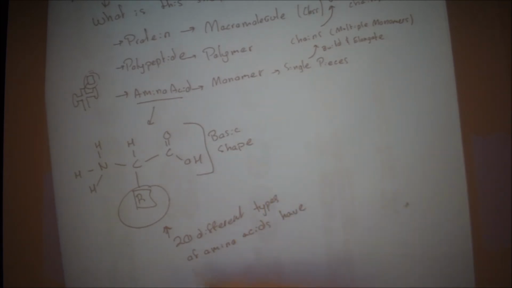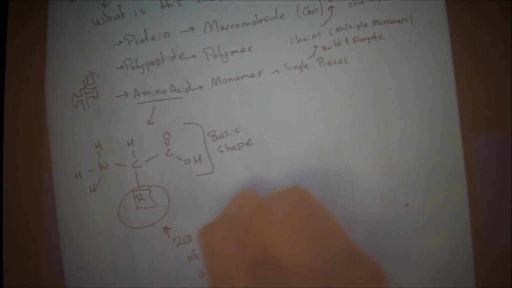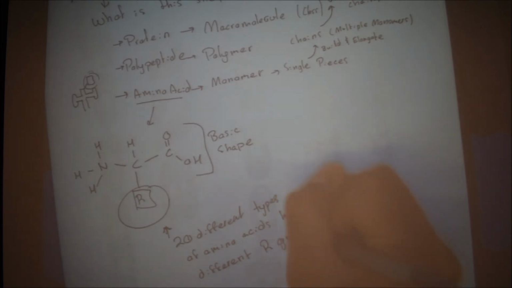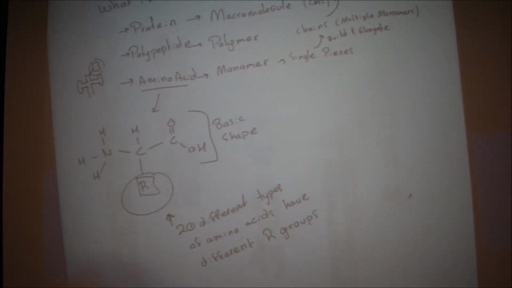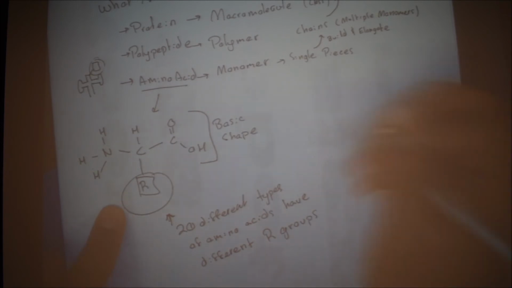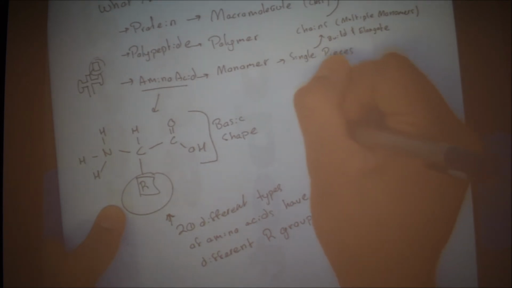The 20 different types of amino acids have different R groups. And that's pretty cool, right? So an analogy we can make to that is our Lego man. If we go ahead and draw our Lego man, we know that all Lego people have the same basic body, right? So we're going to go ahead and draw a Lego guy.